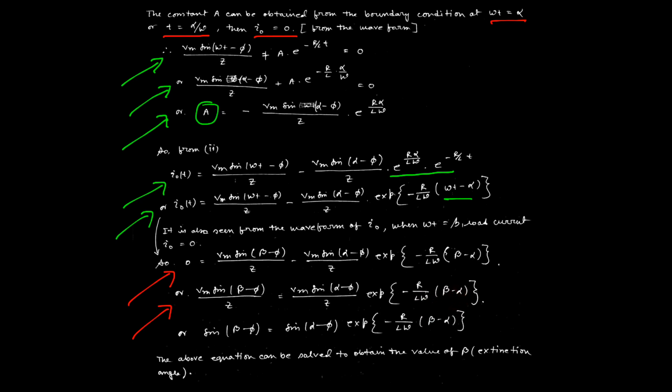And finally, we can get the result that sin (beta minus alpha) equal to sin (alpha minus phi) exp minus R by L omega under bracket (beta minus alpha). So this is the final expression for the transient current and total analysis part. From the above equation, we can solve for the point beta, or this extinction angle beta, and if we identify beta, we can easily calculate the other parameters also. So in this way, we can calculate the transient current as well as the steady state current. Now I am talking about the average value and the RMS value of voltage.